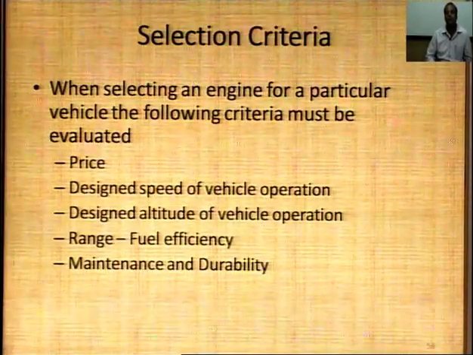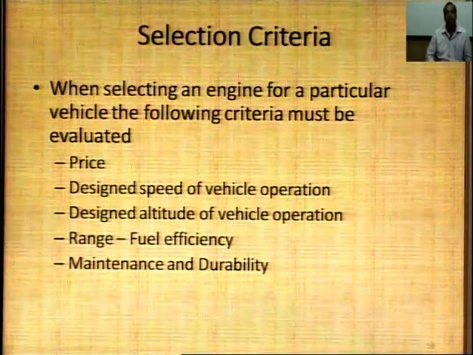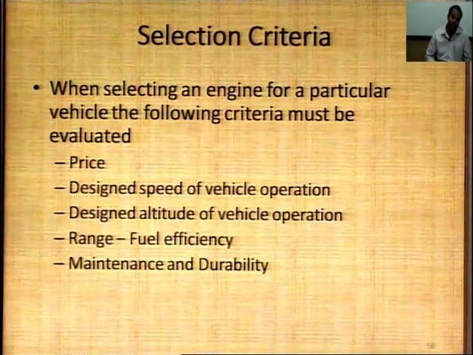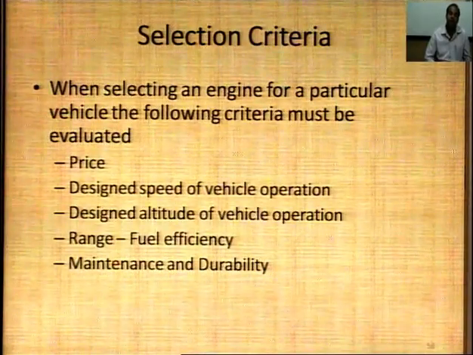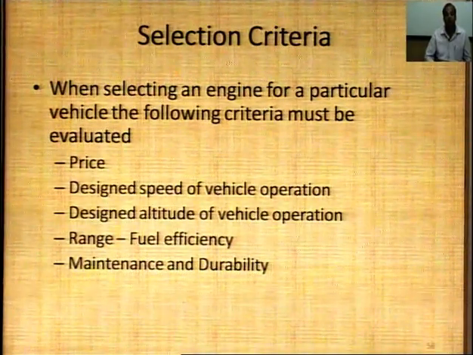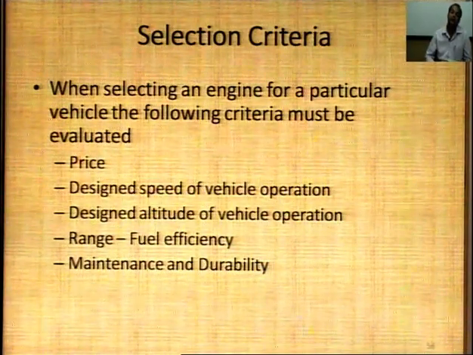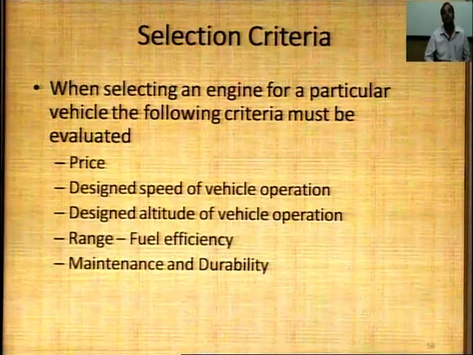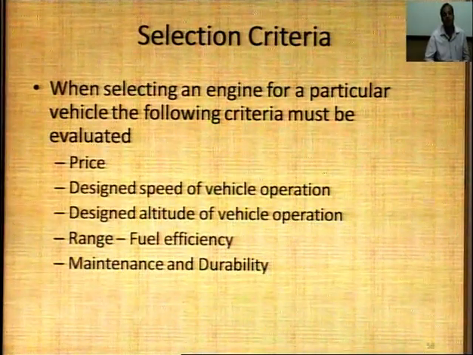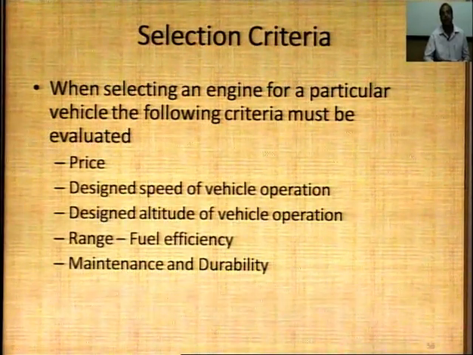Next point is selection criteria. When selecting an engine for a particular vehicle, the following criteria must be evaluated. First one is very important, price. Second, designated speed of the vehicle operation which we require. Third is designated altitude of the vehicle operation. In the previous slide we discussed 2 planes, one used at medium altitude and the other at higher altitude. Next is range, fuel efficiency, very important, and the last, maintenance and durability.